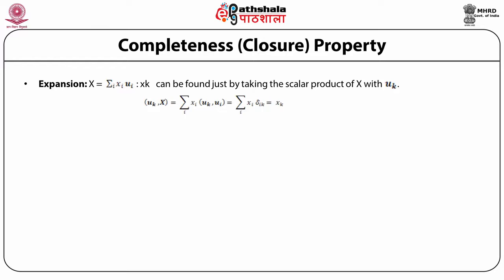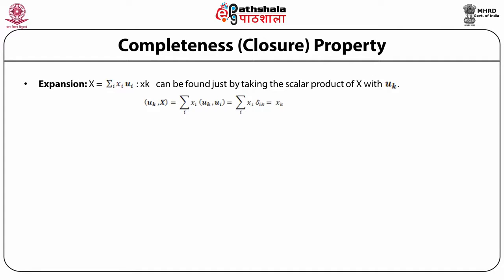Mathematically, this can be written as the scalar or the inner product of vector uk with x is equal to summation over i xi into the scalar product of the unit vector uk and the unit vectors ui, and this is equal to summation over i xi into delta ik, and this is equal to xk, where delta ik is equal to 1 for i equal to k and it is equal to 0 for i not equal to k.